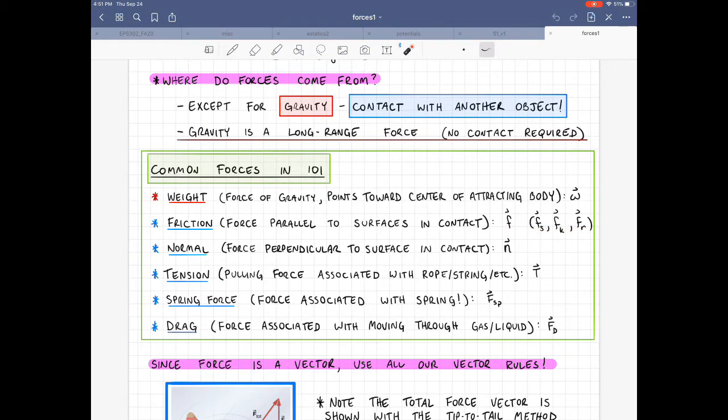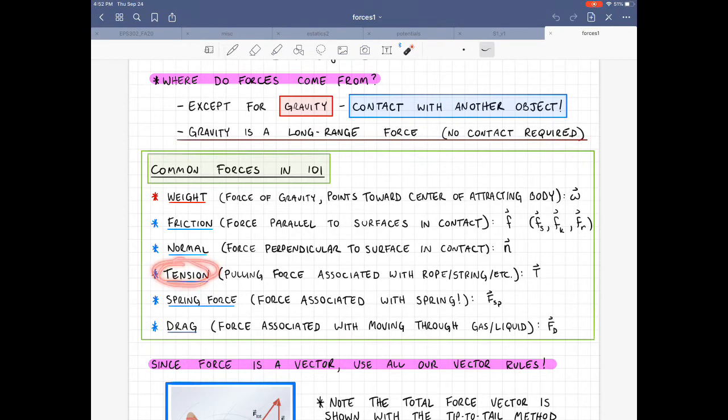Another common force, similar to friction, is the normal force. The normal force is a contact force between two surfaces that is perpendicular to the two surfaces in contact. So friction is a force parallel to the surfaces in contact, while normal is a force perpendicular to the surfaces in contact. We use a lowercase n to designate the normal force.